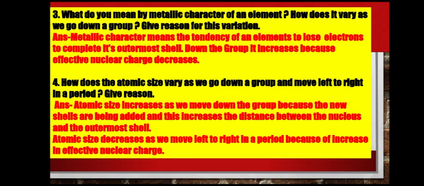How does atomic size vary as we go down a group and move left to right in a period? Atomic size increases as we move down the group because shells are being added and hence the distance between the nucleus and the outermost shell increases, while the atomic size decreases as we move left to right in a period because of the increase in the effective nuclear charge.